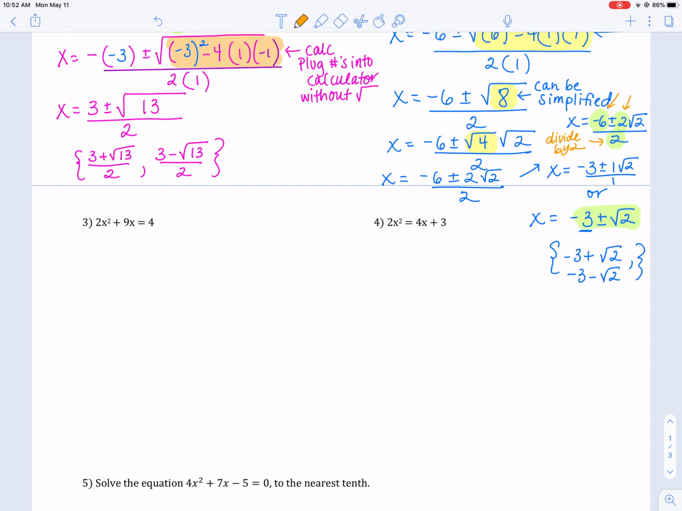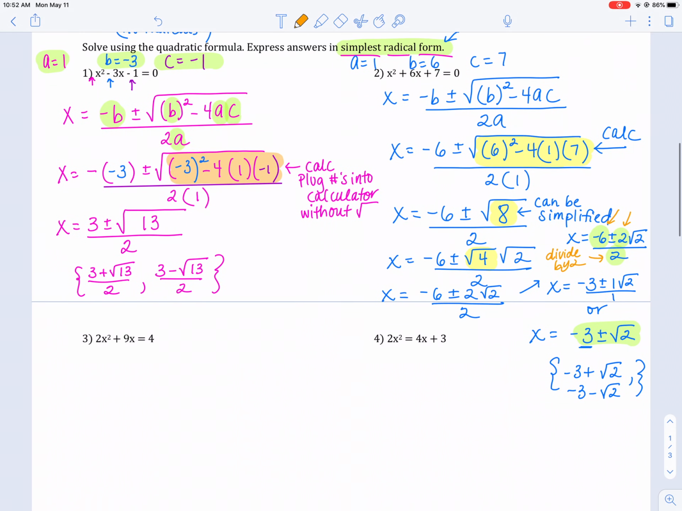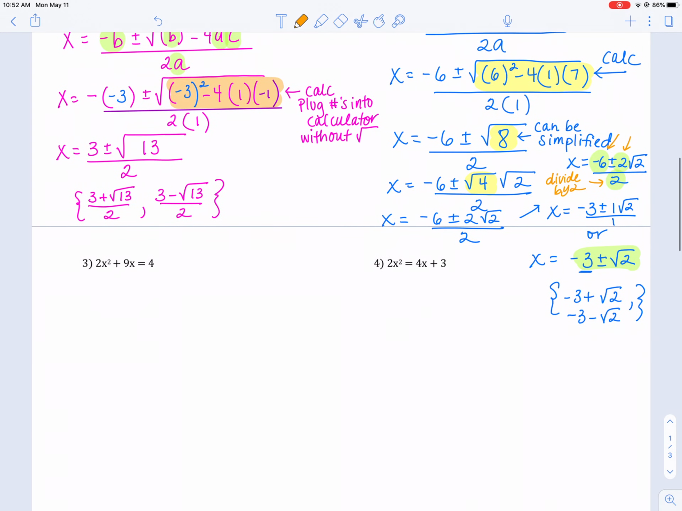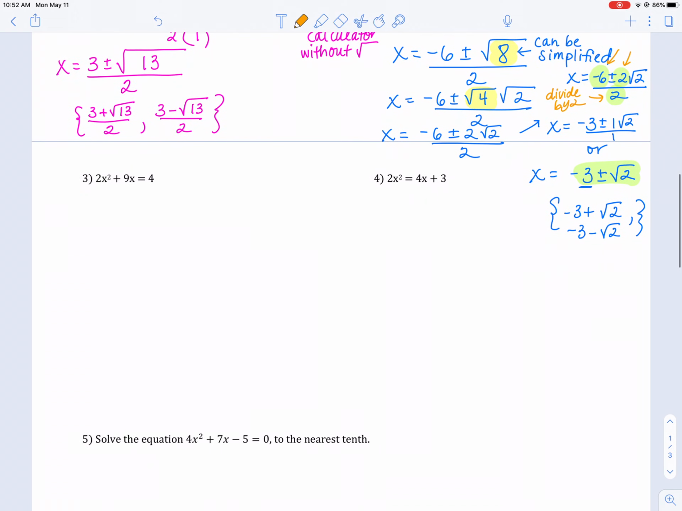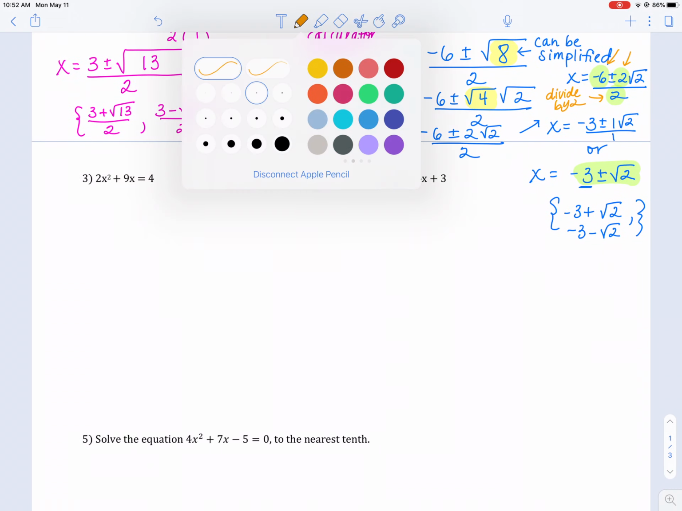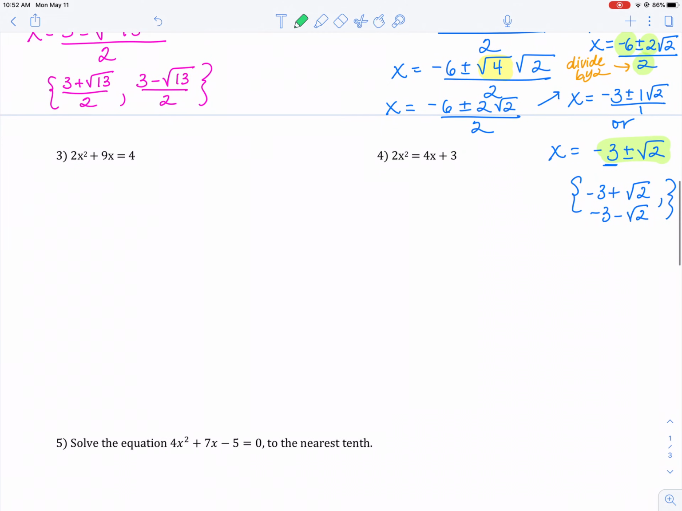What's up with numbers 3 and 4? Number 3 should be very obvious. They don't look like 1 and 2. In number 3, it's not in standard form. So I need to move something to get it equal to 0. What would I move? What color am I going to use? I'm going to go green. I'm going to move that 4. So I would subtract 4 from both sides.